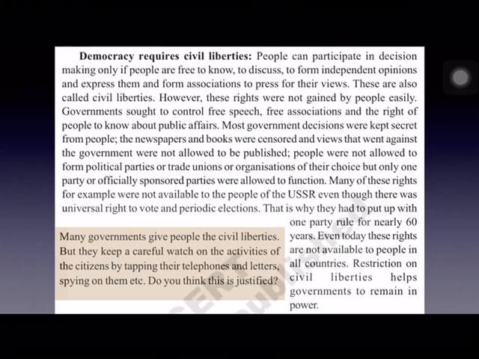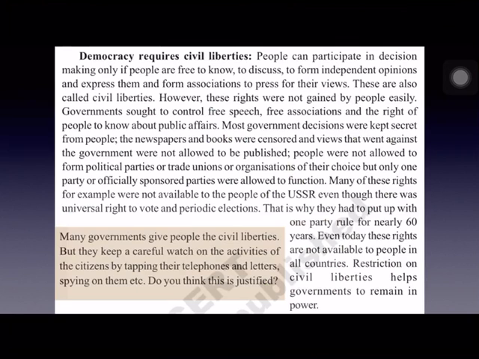And the newspapers and the books are also censored. That means they cannot publish any news which goes against the government. If any news or information is against the government, it is not allowed to be published. And people were not allowed to form any political parties, or trade unions or organizations of their own choice. But only one party or officially sponsored parties were allowed to function.